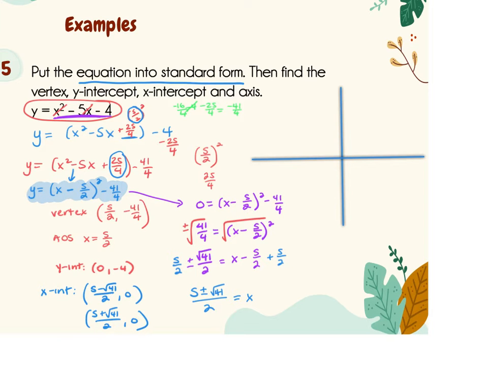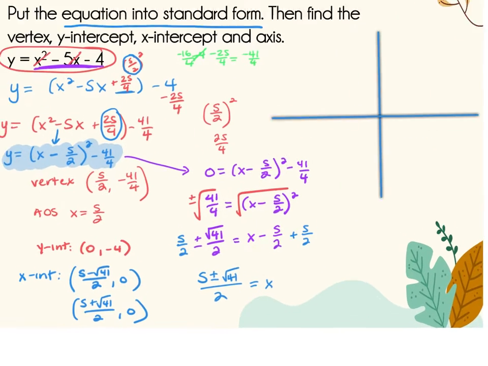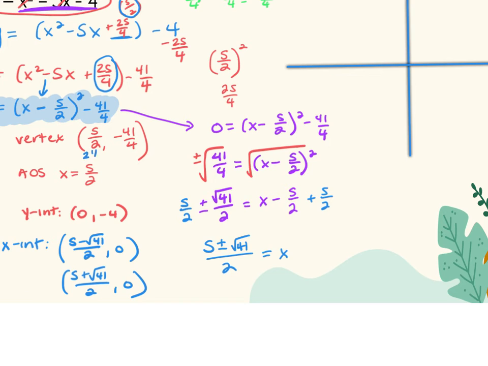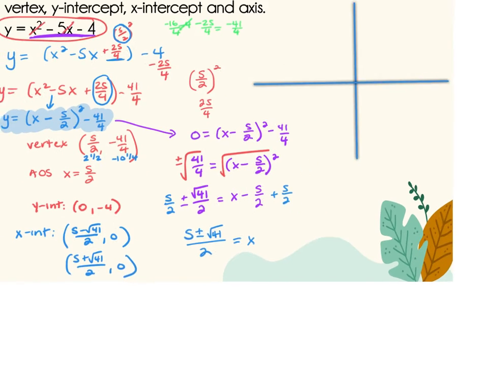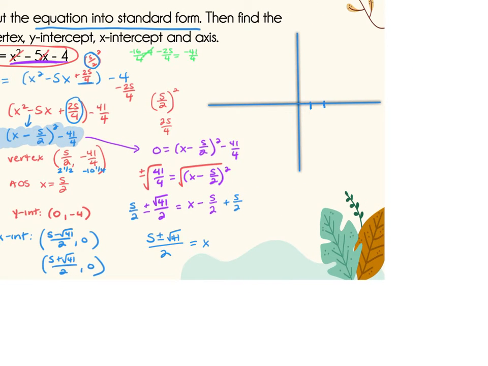So I'm going to graph my vertex, which is 5 halves, or 2 1/2, and negative 41 over 4, which is negative 10 1/4. So I'm going to go to the right, 1, 2, 3. I'm going to go right 2 1/2, and then I'm going to go down. I'm going to go by 2. So negative 2, negative 4, negative 6, negative 8, negative 10.